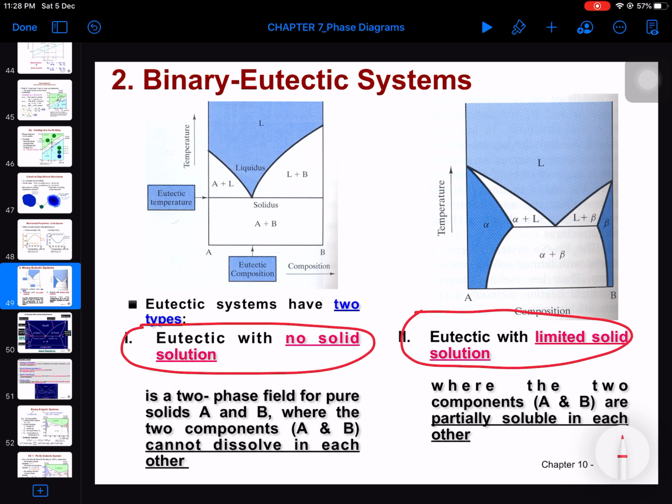The one with no solid solution is where there is a two-phase field for pure solids A and B, and where the two components A and B cannot dissolve in each other. That's the no solid solution. For the eutectic with limited solid solution, the two components A and B are partially soluble in each other. That means it can mix together but only in a certain amount of A into B and B into A.